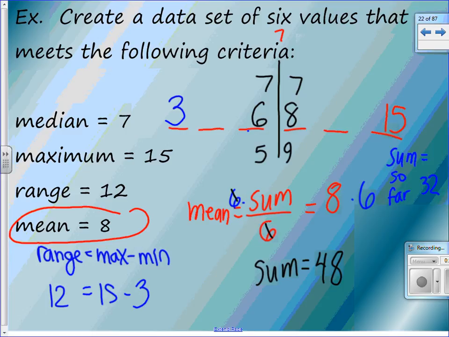So I know the sum has to be 48, but my sum so far is 32. So this value plus this value has to be how much? How much do I have left over? Brendan? 16. So good, I have 16 left over. And you have to meet the requirement that this number has to be somewhere between 6 and 3. It can be 6 and 3. And this has to be somewhere between 8 and 15. All right?